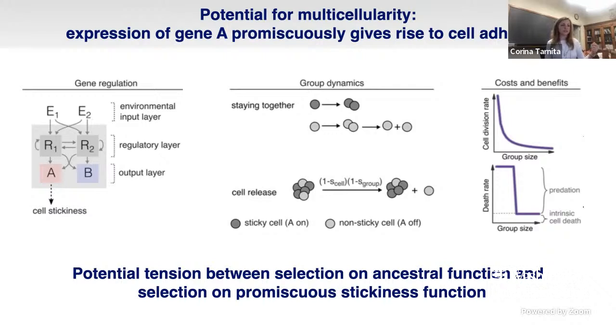So the reproductive rate of the cell depends on the ability to correctly express gene A in environment 1 and gene B in environment 2. So we've introduced this tension between what the ancestor needed to solve and what the group is now able to solve.